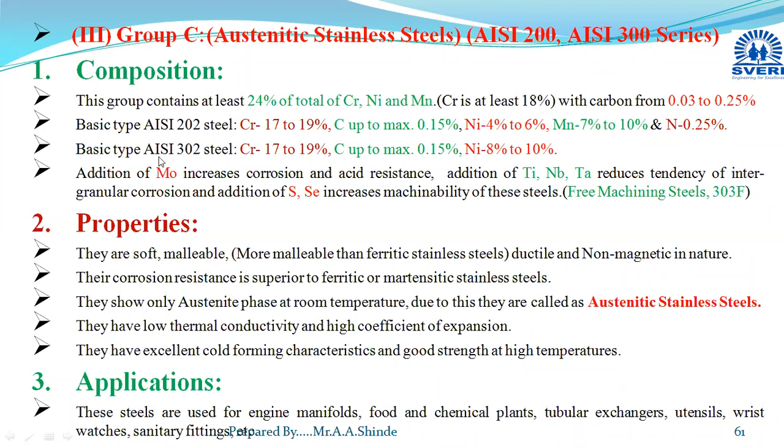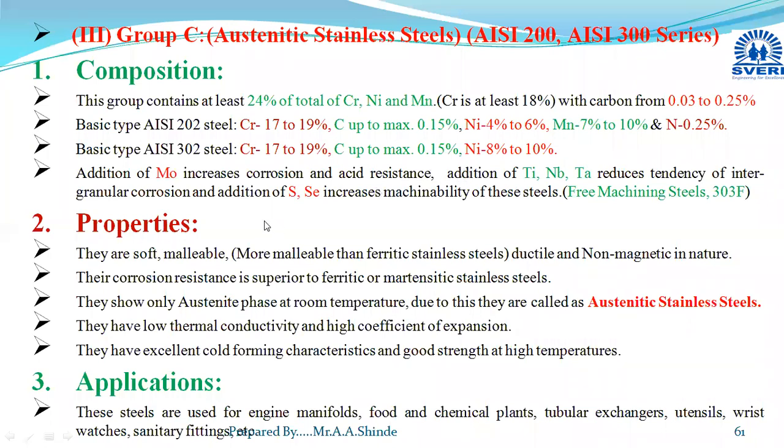Two examples I have highlighted here: AISI 202 steel and AISI 302 steel. Chromium is 17 to 19%, carbon maximum 0.15%, nickel 4 to 6%, manganese 7 to 10%, and amount of nitrogen is 0.25%. This is maximum amount, right? 0.25 is max. Then in case of AISI 302 steel, chromium is 17 to 19%, carbon maximum 0.15%, and 8 to 10% nickel.